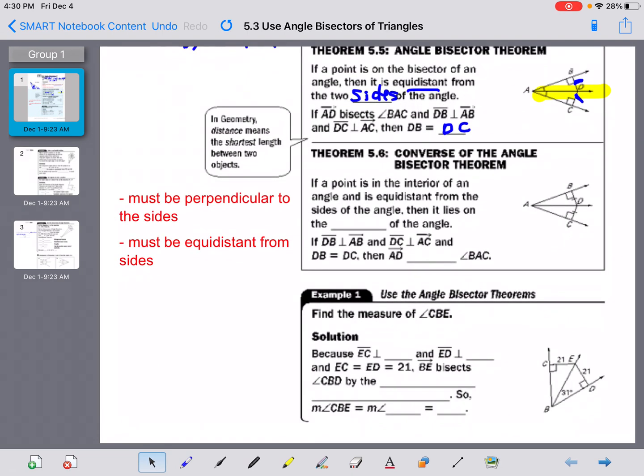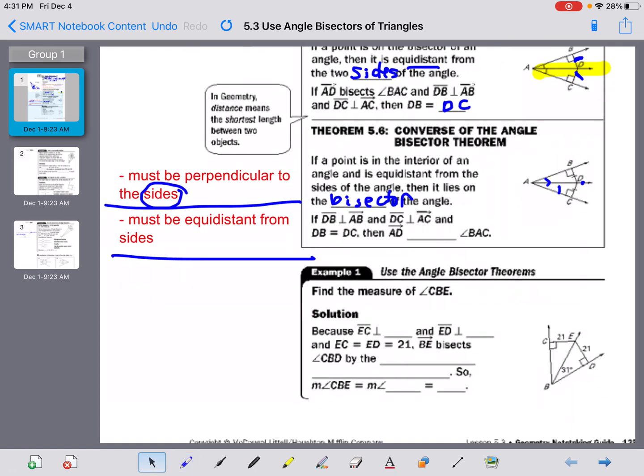All right, then we followed right away with the converse that says if there's a point on a line that is equal distance to the sides of the angles, then it has to lie on the bisector of the angle. Okay, so if D here is equal distance and perpendicular, because that's the shortest distance, then we know it has to be on the angle bisector, so it's cutting that angle in half too. So key things, there are two. You have to be perpendicular to the sides, not anywhere else, but to the sides, and equal distance from the sides, then you can be on the angle bisector.